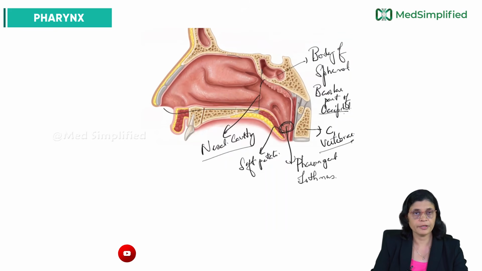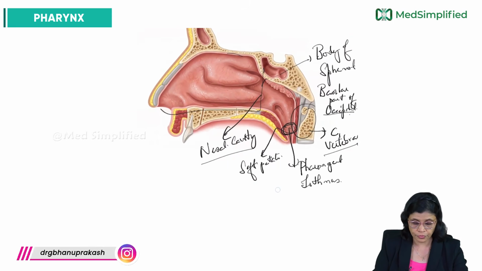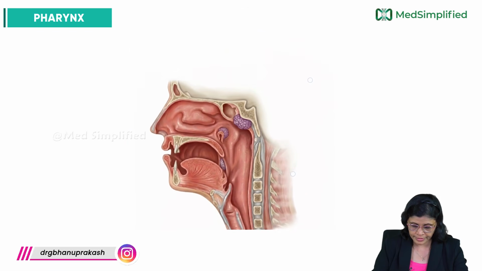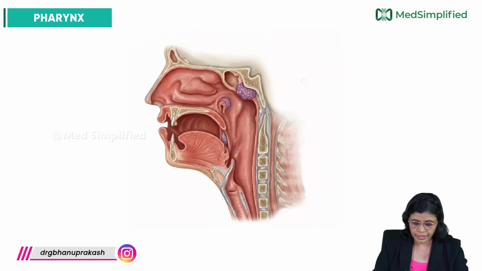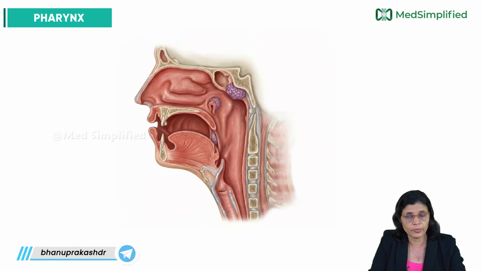Okay, C1 vertebrae we see posteriorly in this region. So this is the boundaries of the nasopharynx. So let's look at the features of the nasopharynx. Here in each wall, that is in the roof, we see certain features. We see in the lateral wall a few features. So we need to understand them well.